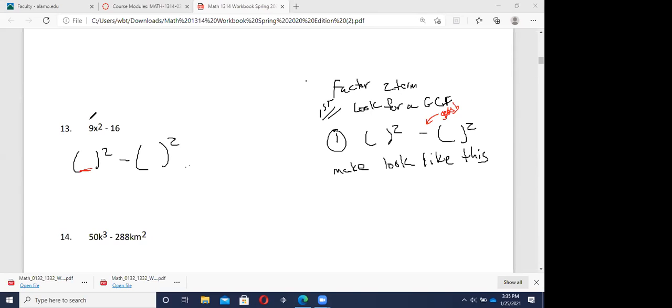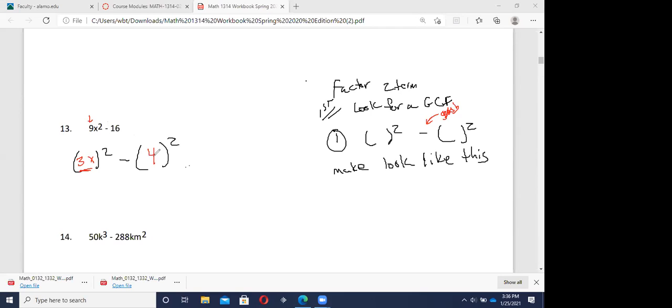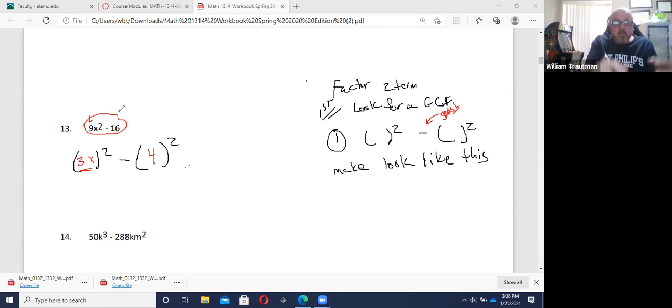3x. Yes, you're right. 3x, because 3 squared is 9 and x squared is x squared. In the second blank, it should be a 4. 4 squared is 16. So it's the same problem. We just put it in squares. So there's only one more step.